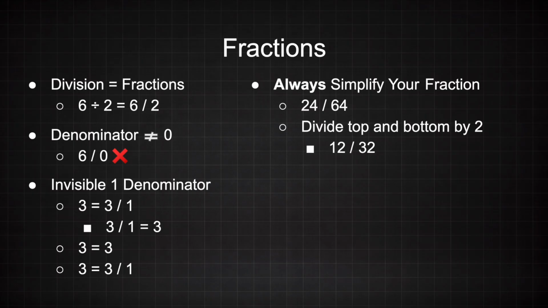But wait, these numbers are also divisible by 2. Now your fraction becomes 6 over 16. But yet again, these numbers continue to be divisible by 2. Now you end up with 3 over 8. The fraction has finally been simplified.